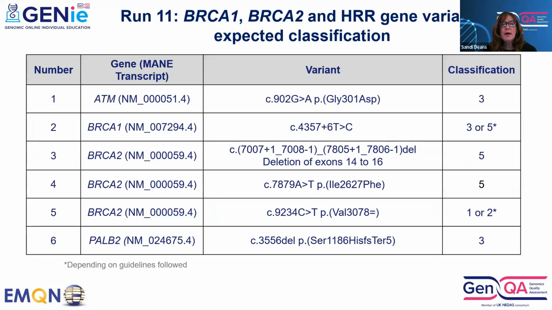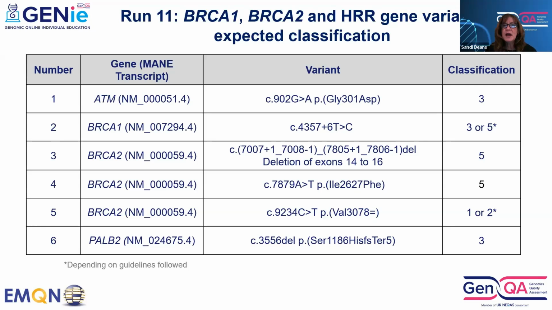So for the Run 11, we provided 6 different variants. You can see here, as always, we like to give a full range of different classifications. So for variant 5, we were down at the benign, likely benign area. And for variants 2, 3 and 4, we were up more at the pathogenic. Now you'll see here that 2 of these variants have been starred, and this is really dependent on the guidelines used for classification.